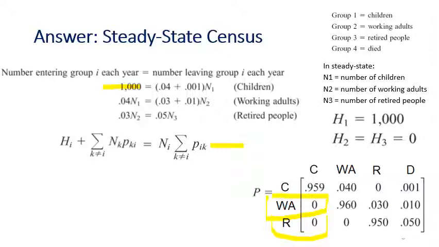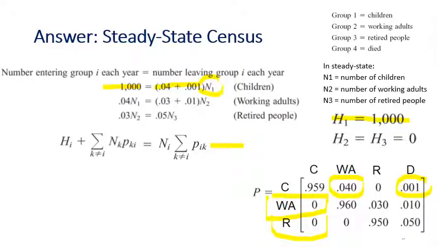So the only thing that may enter the group of children is those who are born into the world, so H1 only. But then from the children group, 0.04 may leave the group to become working adults, and then 0.001 may leave the group because they die. So those are this number multiplied by N1, the number of members of the children group.